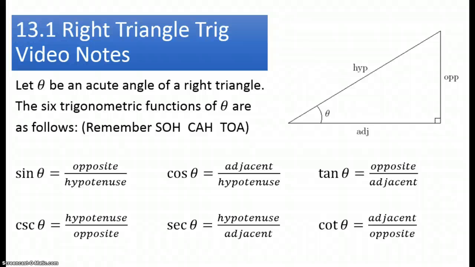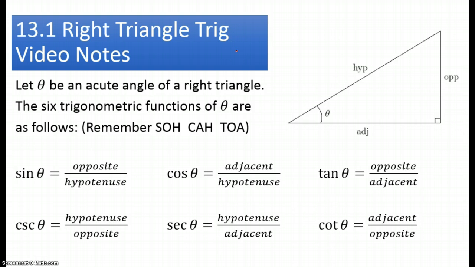Hi, Algebra 2 students. Today we are going to start Chapter 13. We are going to review some right triangle trig. Some of it you learned in geometry, some of it's going to be a little bit new. So we're going to start by taking a look at a right triangle and an acute angle theta right here, and the relationship between the side opposite, adjacent, and hypotenuse.